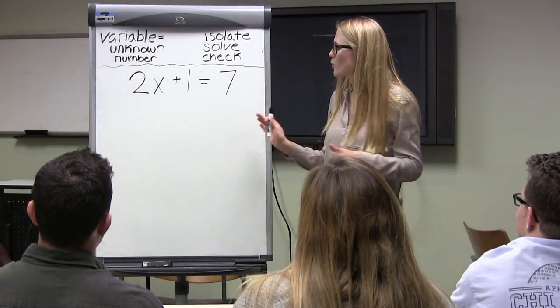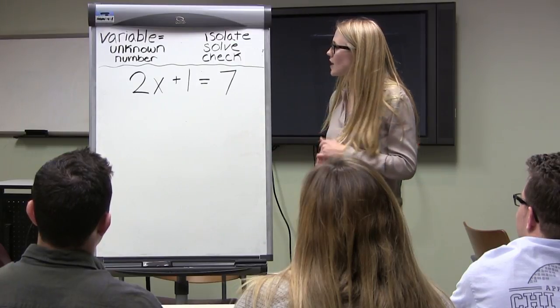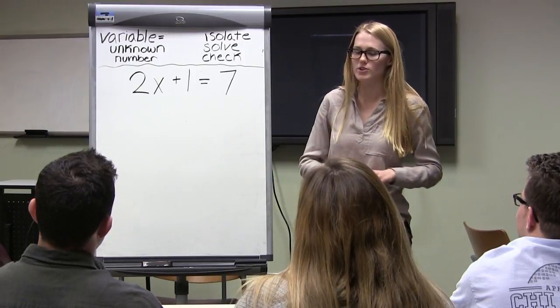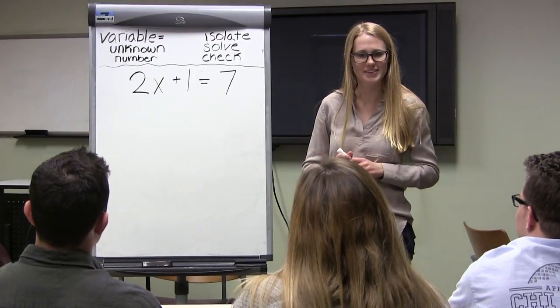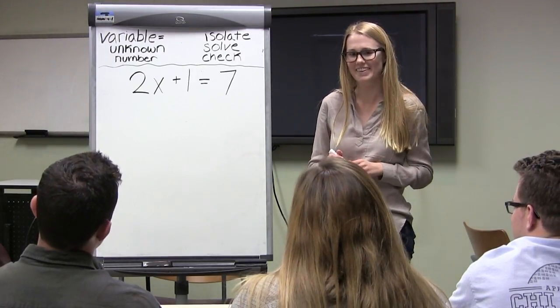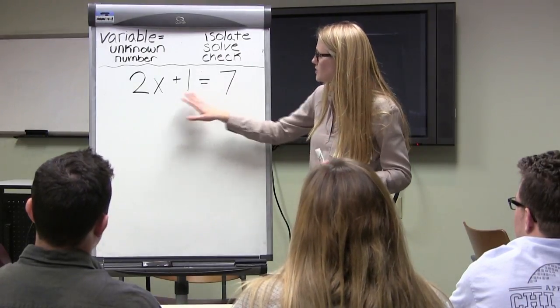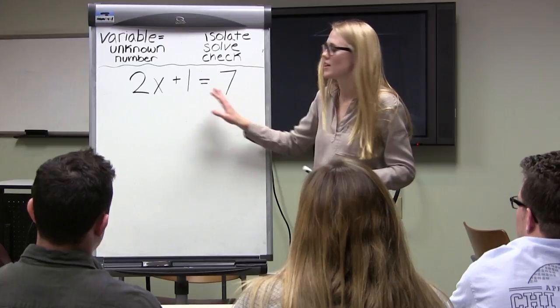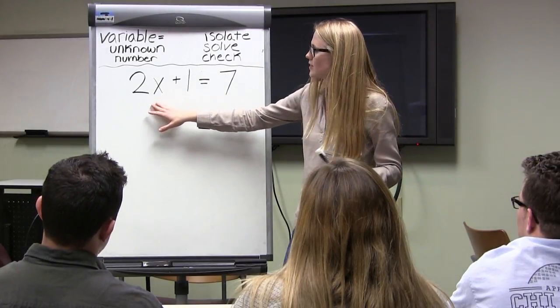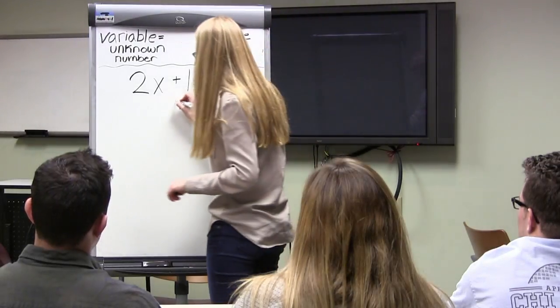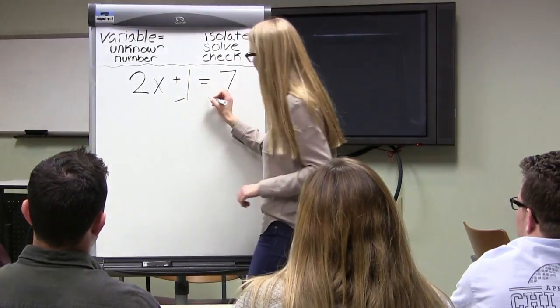Step 1 to solving this equation will be to isolate the variable, which is x. Does anyone know the first step to isolate x? Carly? Don't you subtract 1 from both sides? Correct. Since it's an equal sign, we have to do the same thing on both sides of the equation. To isolate the 2x, we'll do the opposite of addition, which is subtraction. Minus 1, and you do it on both sides.